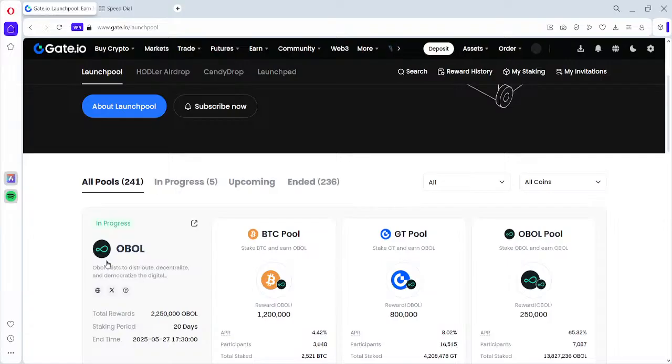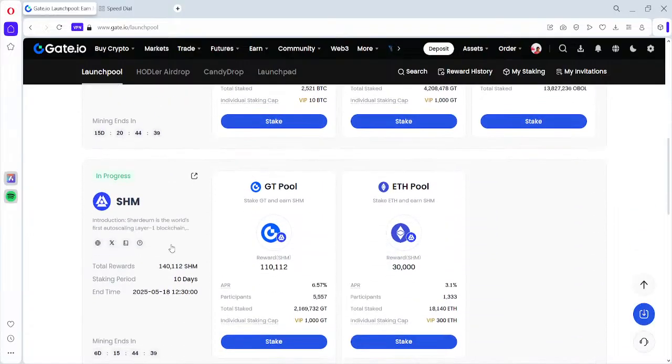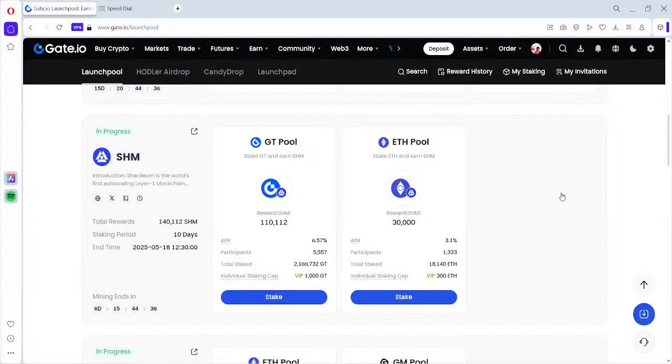Already we talked about the OBOL launch pool, and today I wanted to share about the SHM launch pool. This is the SHARDEUM protocol. So the project is SHARDEUM and the token is SHM. This is a project coin. This mining, this staking was started, and the staking period was 10 days for this SHM, and we still have 6 more days to participate in the SHM.